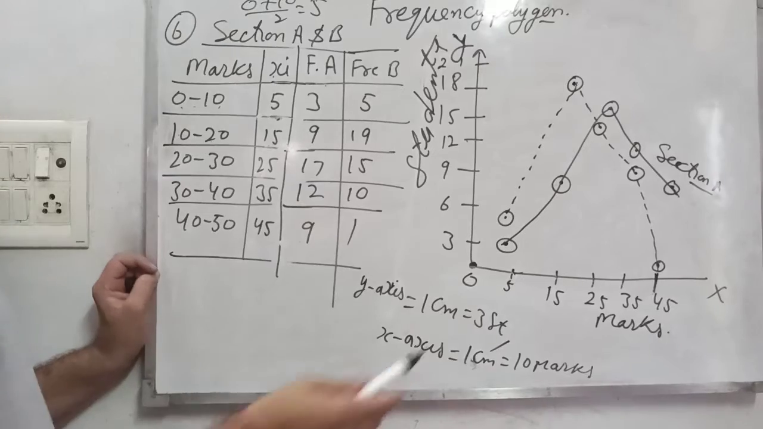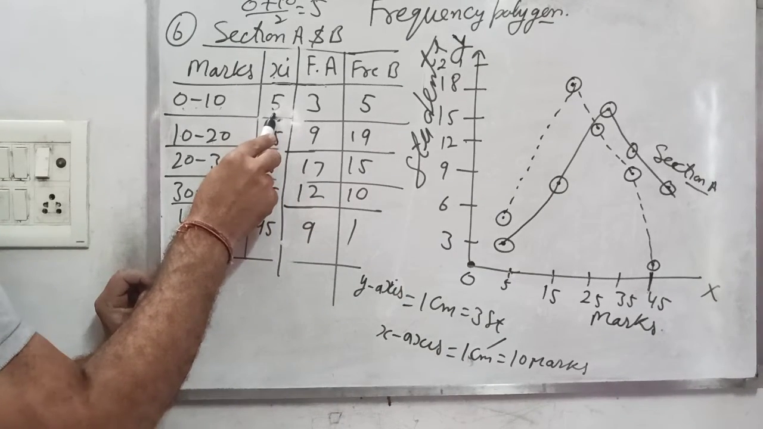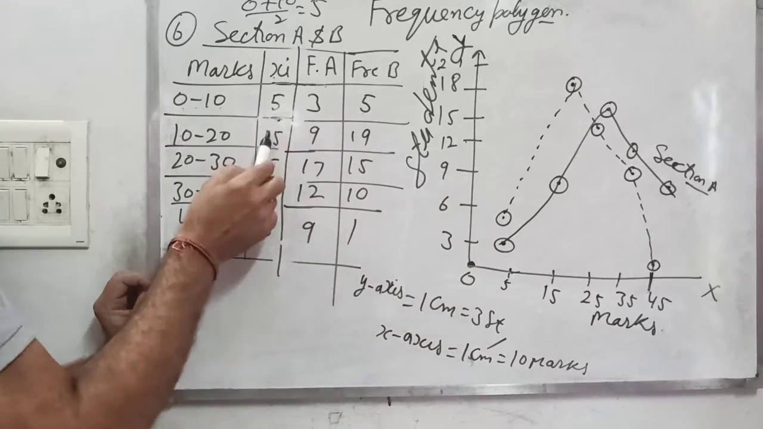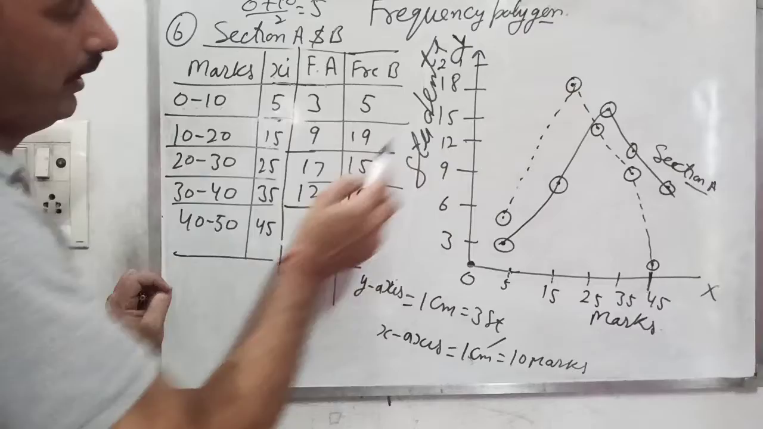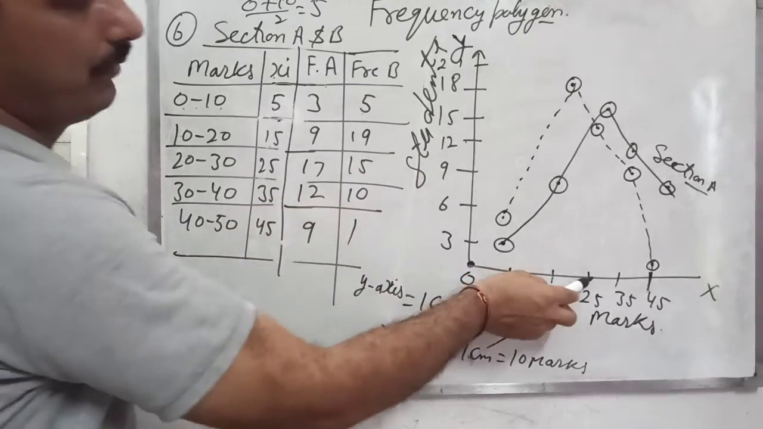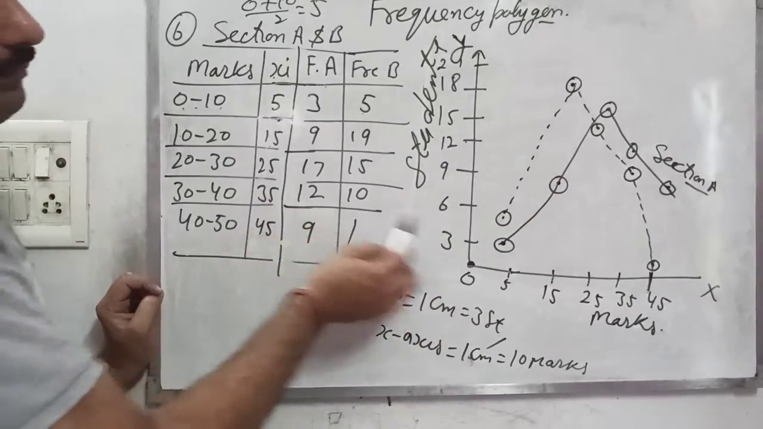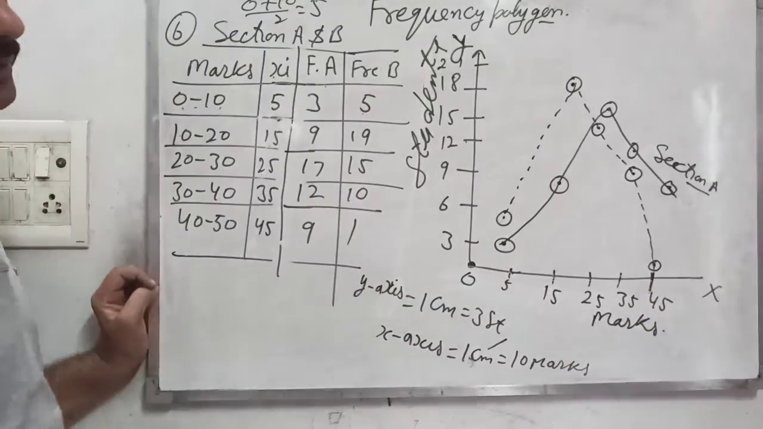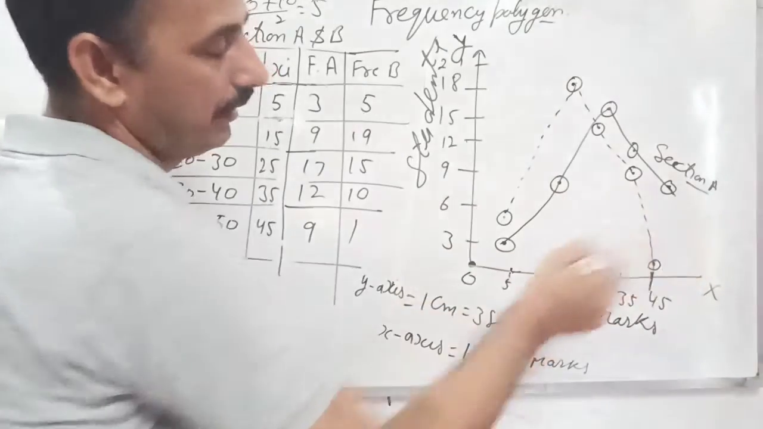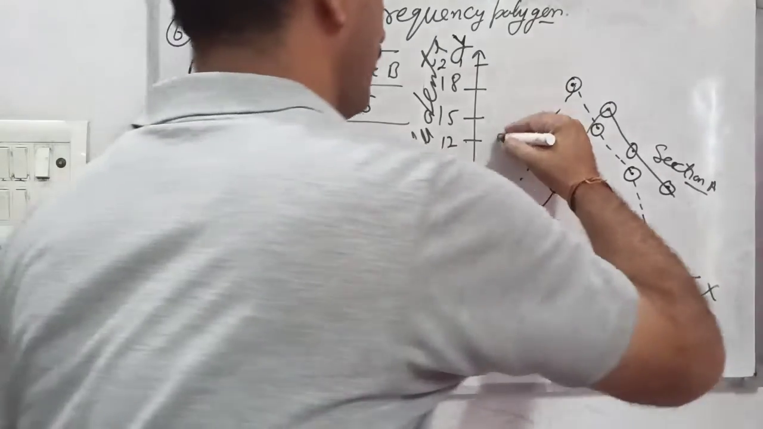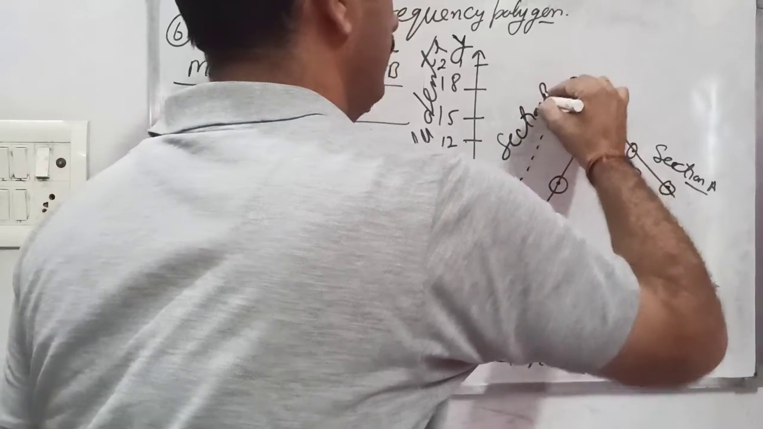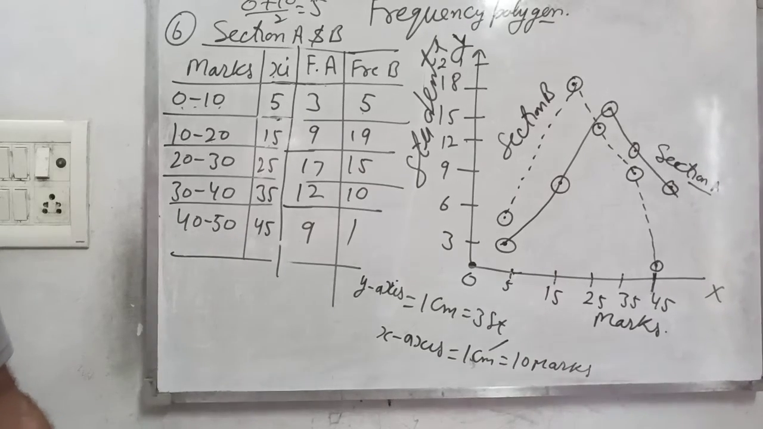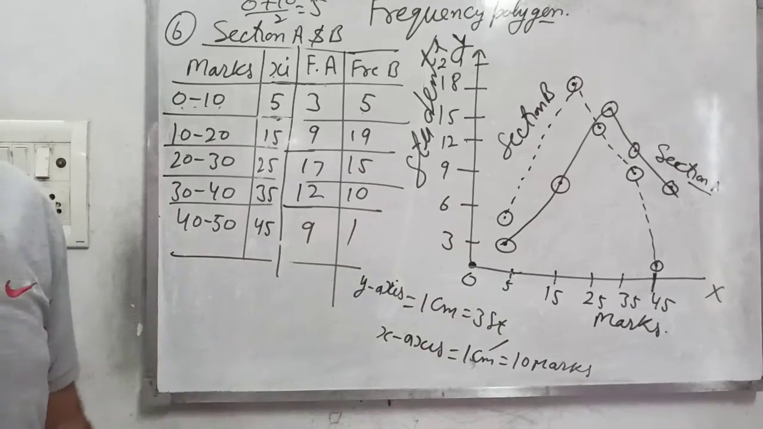Then for section B, we use the same xi values, but the frequency changes. That is 5 at 5, then 19 at 15, then 15 at 25, 10 at 35, and 1 at 45. Right? So with the help of a dotted line, we can join all of these. That becomes the frequency polygon for section B. So in this way, we can represent the data on a frequency polygon graph.